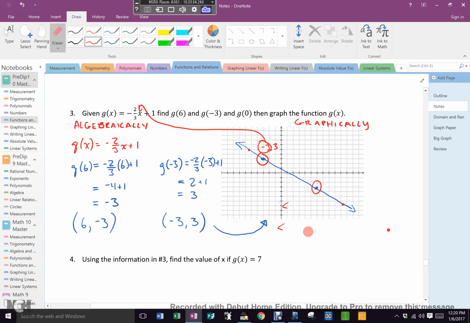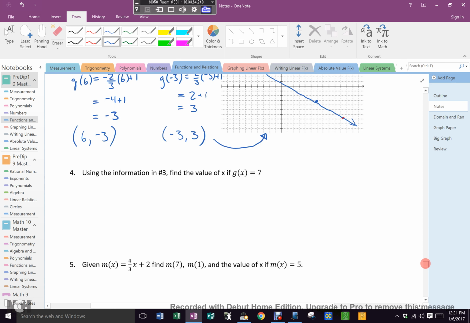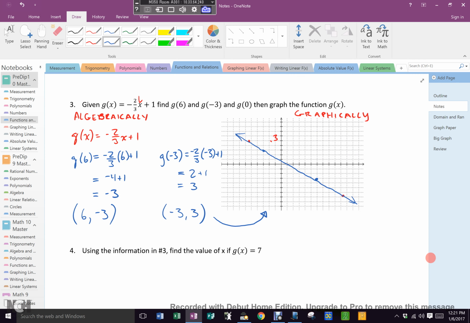Okay. So using the information that you just remembered, can you do the next question either graphically or algebraically? Or both. If you were going to do it graphically, where would you go? On the x-axis or the y-axis for this?